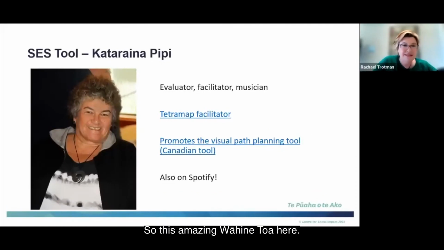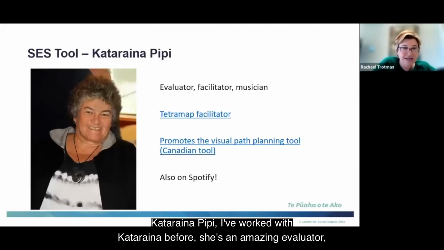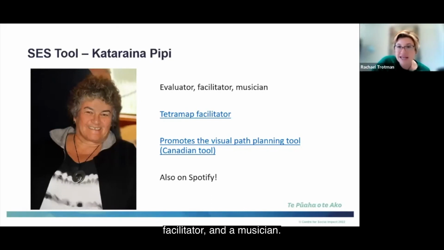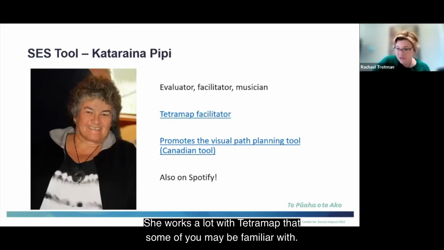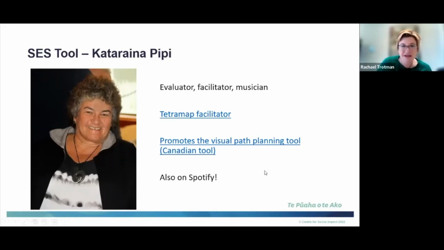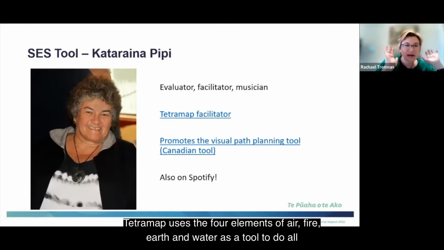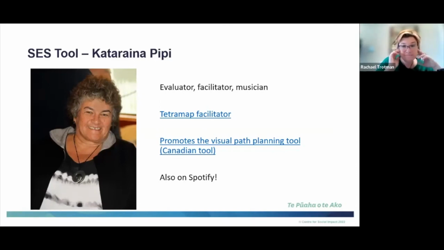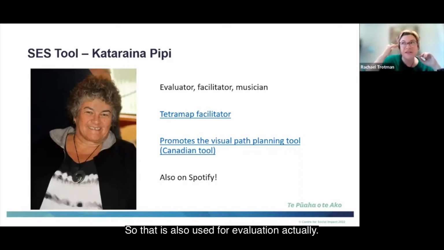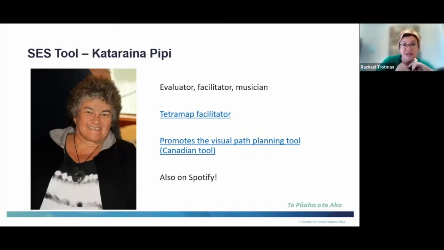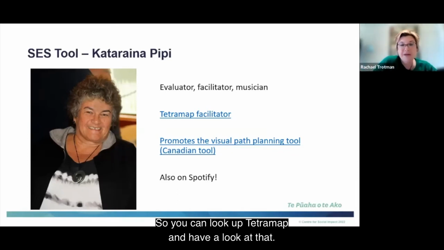So this amazing wahine toa here, Kataraina Pepe. I've worked with Kataraina before. She's an amazing evaluator, facilitator, and a musician. She works a lot with TetraMap that some of you may be familiar with. TetraMap uses the 4 elements of air, fire, earth, and water as a tool to do all sorts of things. So that is also used for evaluation, actually. So you can look up TetraMap and have a look at that.